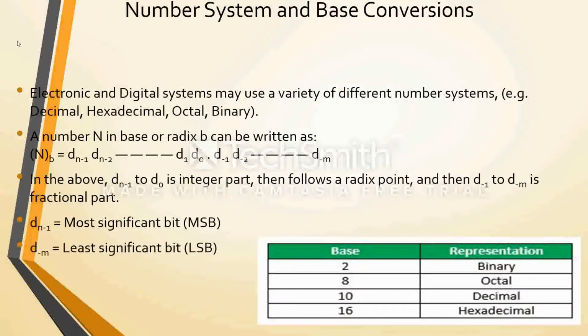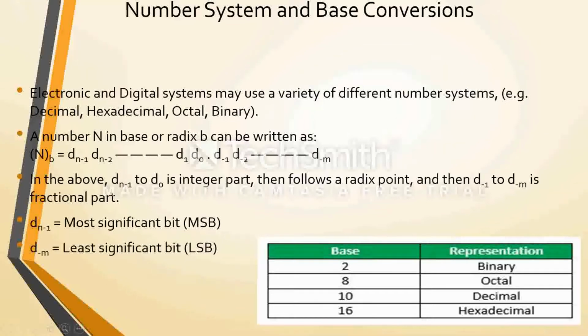Any digital system you take makes use of a variety of number systems like binary, decimal, hexadecimal and octal. How do we represent that number? That is given here. This is the general representation of any number format. N represents a number and B represents the base, where D n minus 1 represents the most significant digit of that particular number, and D minus 1 to D minus m represents the fractional part.